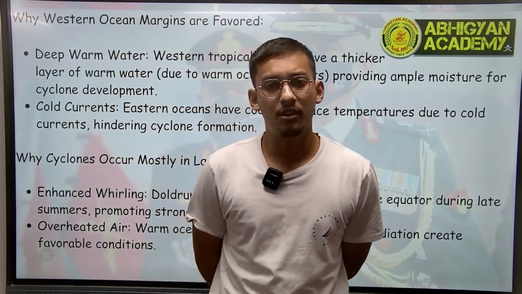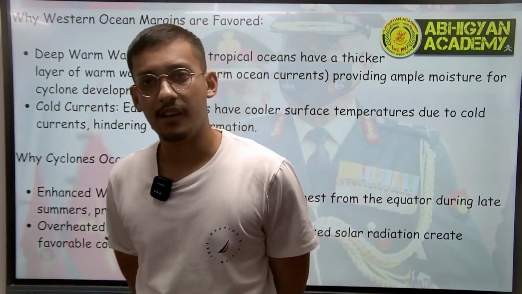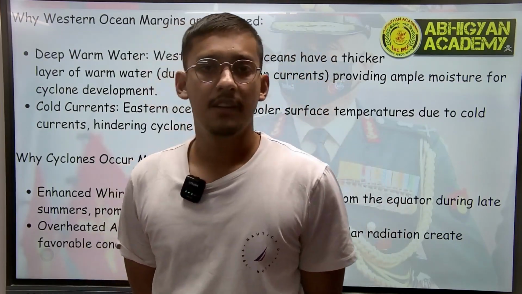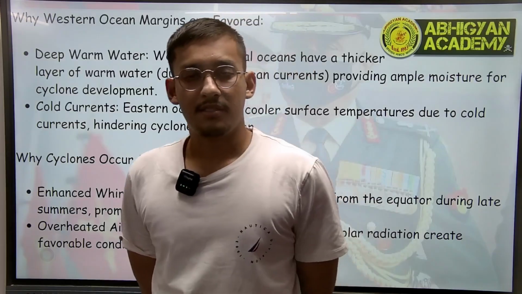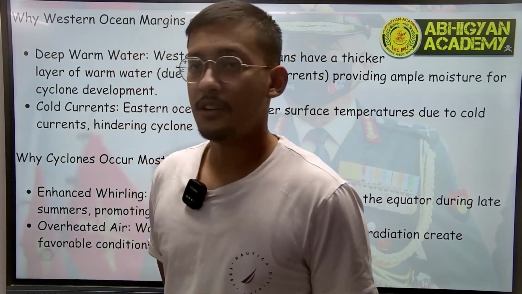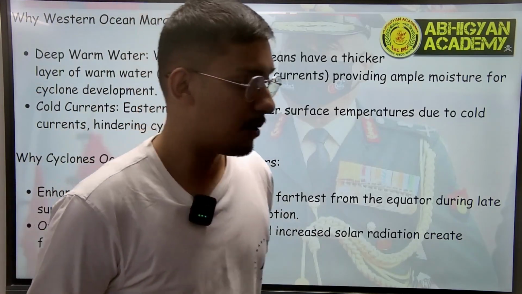It is basically because ITCZ or doldrums, which is a low pressure area, moves up during late summer. So once it moves up, cyclones take place, right? Because of low pressure and the hot air rising upward, cyclones take place in the late summer.